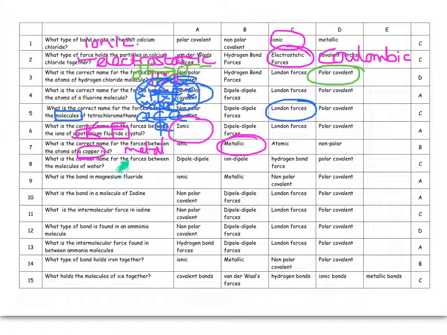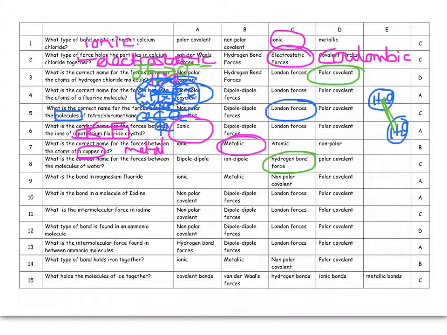What is the correct name for the forces between the molecules of water? So here's one H2O, it's a dipole. Here's another H2O, it's a dipole. What holds one H2O to the next H2O is a dipole-dipole? No, it's not, because it's water. So water, ammonia, and hydrogen fluoride are held together by hydrogen bond forces.